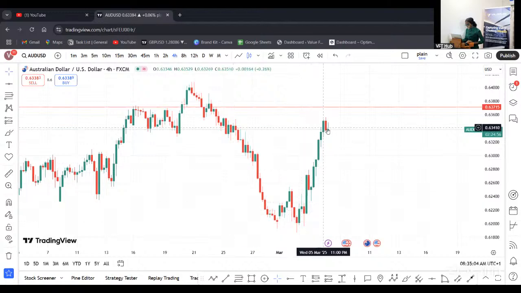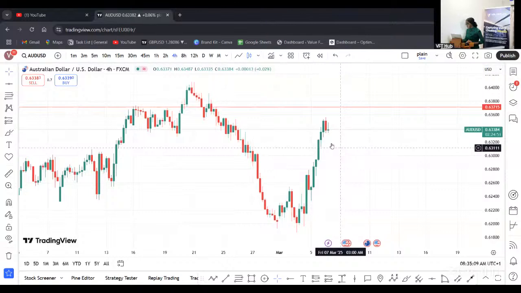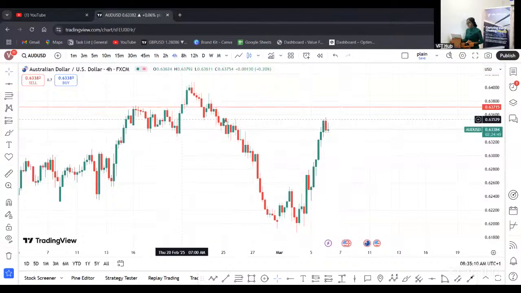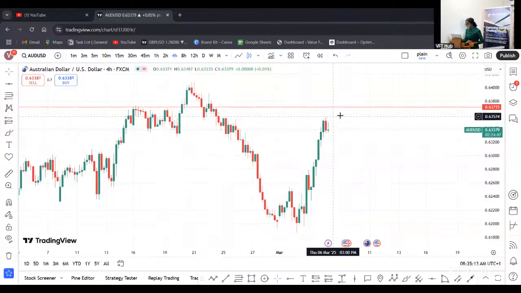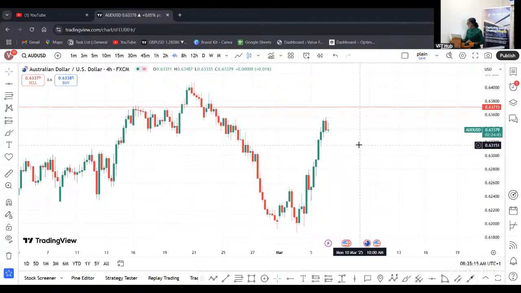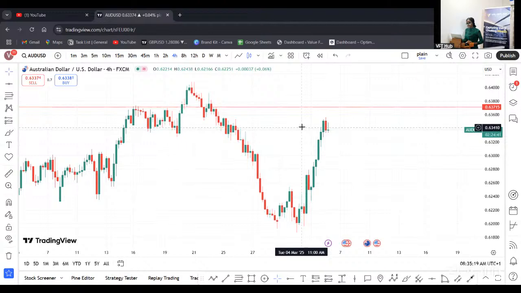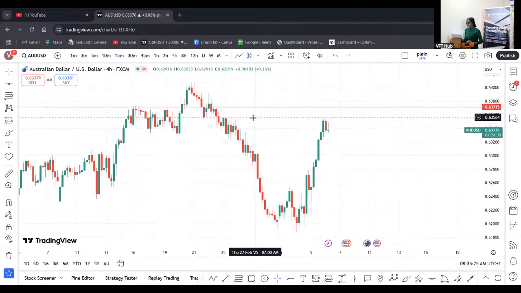I want to see price retracing into 0.63715, today being the 6th of March. Once I see price trading into this level again, 0.63715, I will be pulling the trigger for a sell on AUD USD. I will be taking short positions on AUD USD.